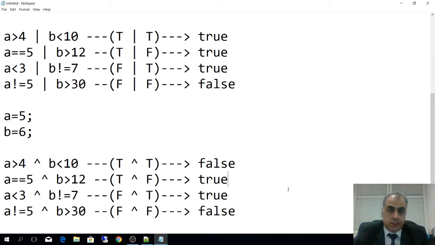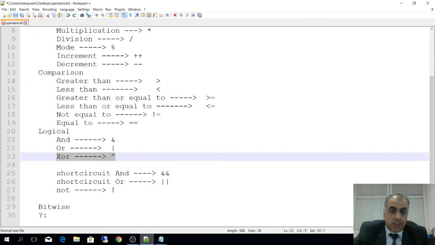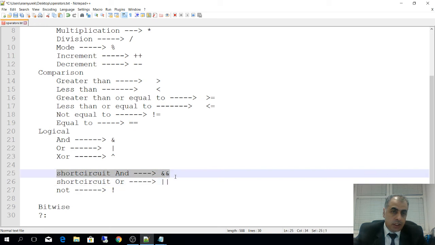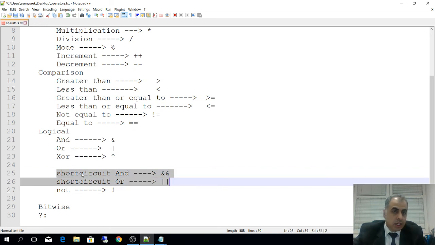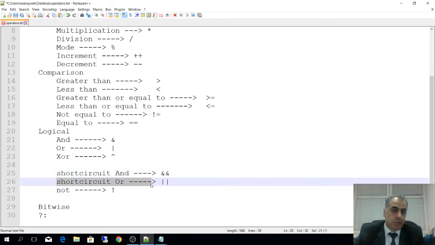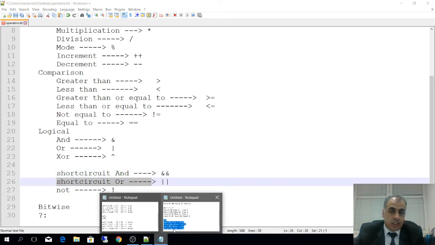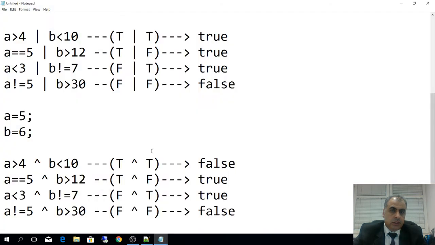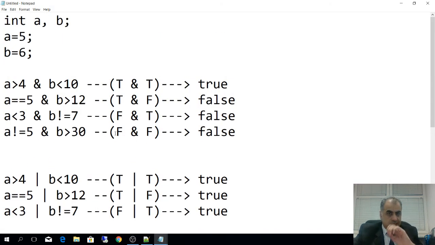XOR operators. So now, until now, we have discussed logical AND, OR and XOR operators. Now I would like to show you the short circuit AND operator and short circuit OR operator. Okay, so then it's very simple to understand what happens. Here is the example.